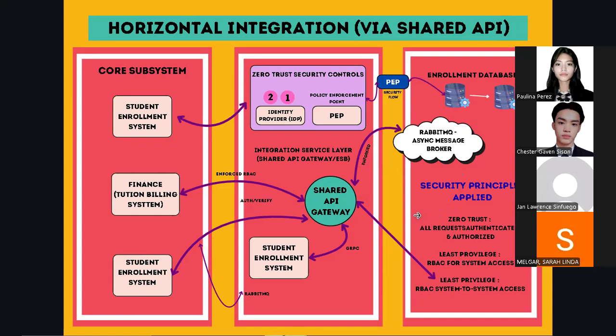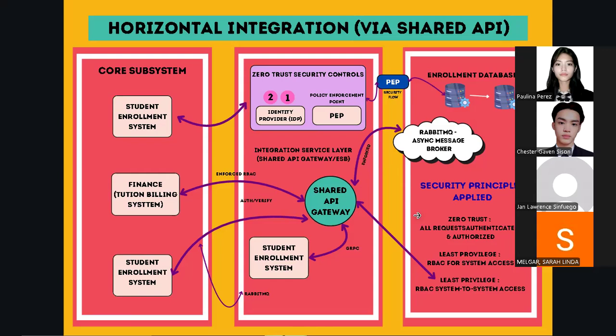The student enrollment system is where we keep track of all students. It records their personal details, the courses they enroll in, and other academic information. The finance or tuition billing system, on the other hand, takes care of payment, such as calculating tuitions, billing students, and recording fees. Now, if these systems are separated and not connected, it causes problems.